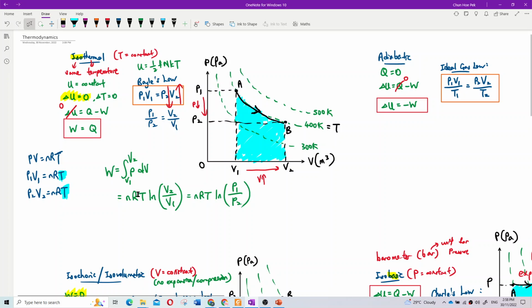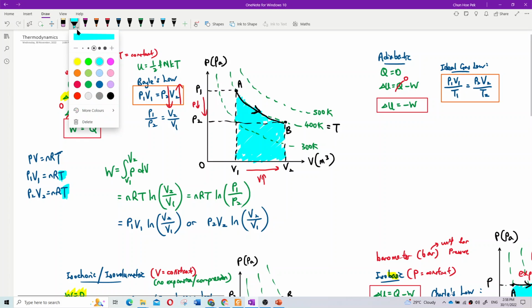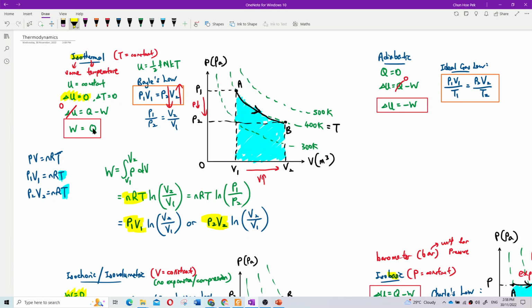Yes. So this nRT boleh tukar kepada P1 V1 atau P2 V2. Another formula. Wow, today a lot you learn. So P1 V1 ln V2 over V1, or you can write it as P2 V2 ln V2 over V1. Maksud saya yang bahagian ini, bahagian ini you can change to P1 V1 ataupun P2 V2. Faham tak?